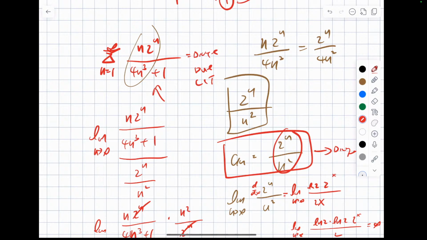Do you have to specify the other test that you took to identify that one diverges? Yeah, you have to prove this one diverges and the other one diverges.